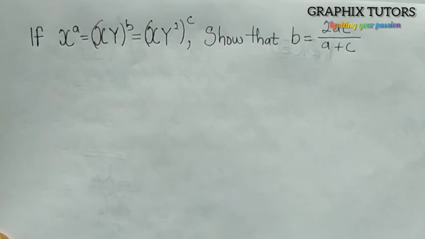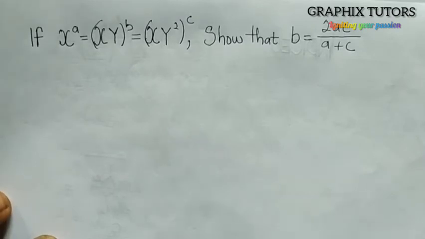For our next exercise, we are told in this next question that if x to the power of a is equals to xy to the power of b, equals to xy squared to the power of c, show that b is equals to 2ac all over a plus c.